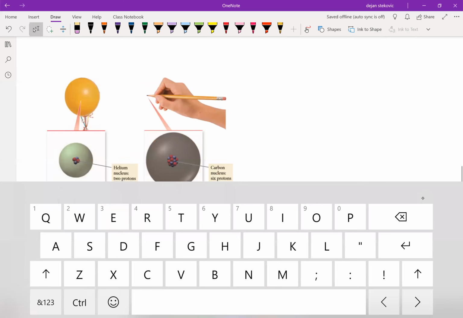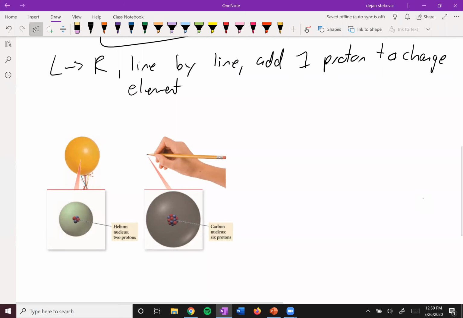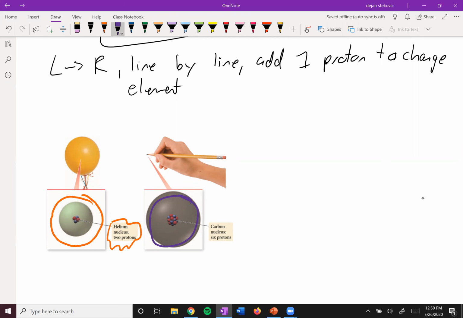And that's what this picture shows here. On the left here, we have a helium balloon. This balloon is filled with helium atoms. How do you know it's a helium atom? Well, it has 2 protons, and helium always has 2 protons. In your pencil is some carbon. Your pencil's made out of carbon. How do you know it's a carbon? Well, it has 6 protons. Any element that has 6 protons is a carbon.